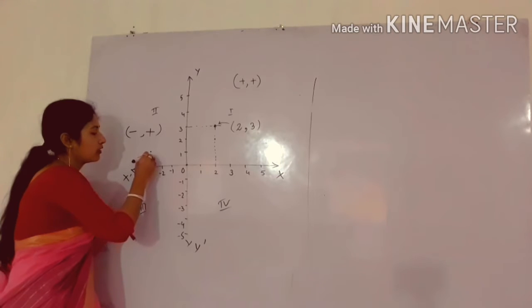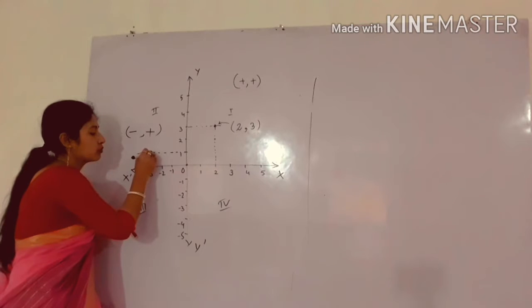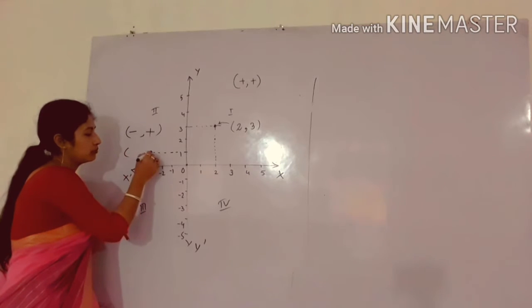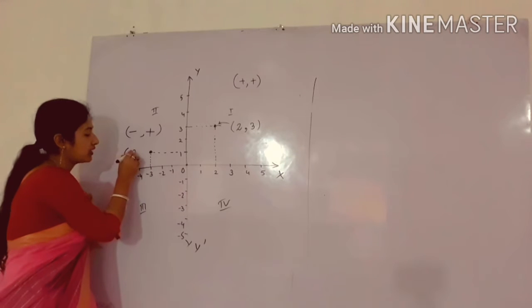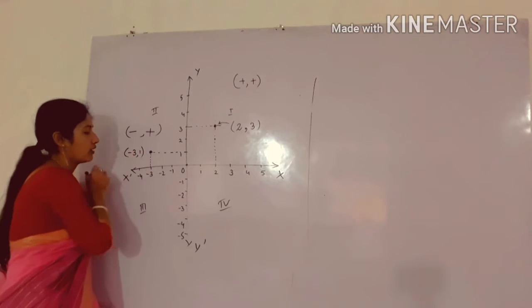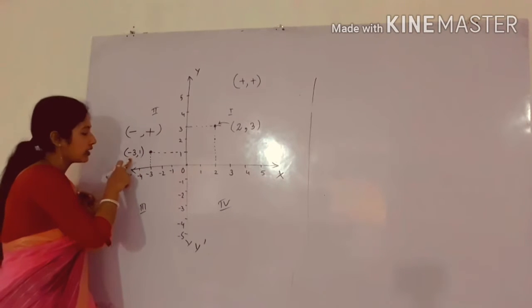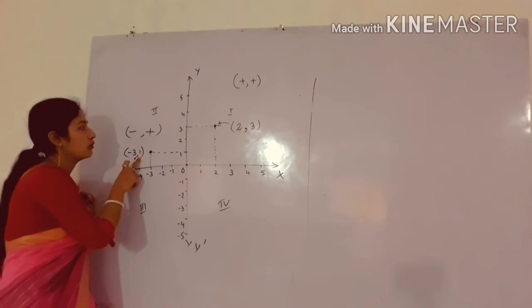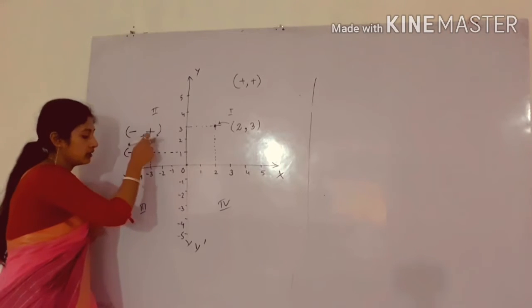See here, if I want to express this point in the coordinate system, what do I have to do? I have to draw a perpendicular line to this, again one perpendicular line, and at this point the perpendicular line intersects. So what is the x coordinate here? This is -3 and the y coordinate is 1. So (-3, 1). The first, x coordinate, is negative and the second, y coordinate, is positive. So in general the coordinate should be like this.